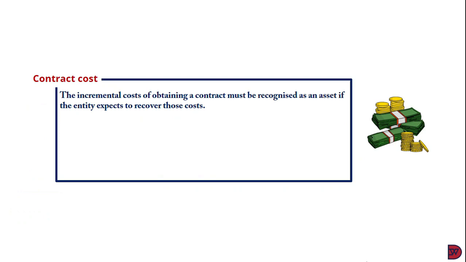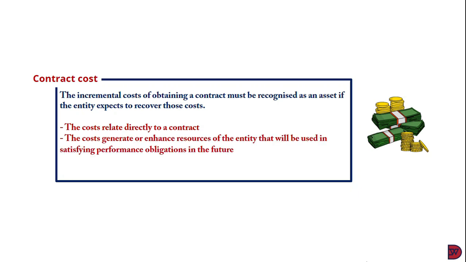Let's take a look at contract cost. Now, incremental cost of obtaining the contract must be recognized as an asset if the entity expects to recover those costs. So for it to be so, the cost must relate directly to the contract. The costs generate or enhance resources of the entity that will be used in satisfying the performance obligations in the future. The cost must be expected to be recovered.